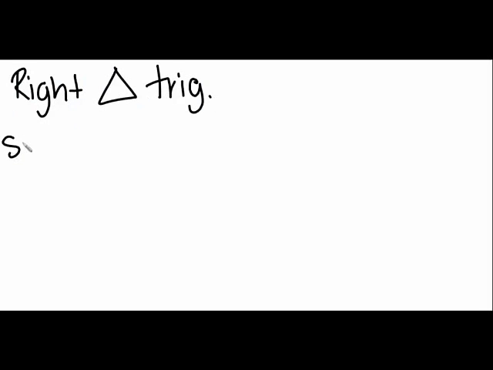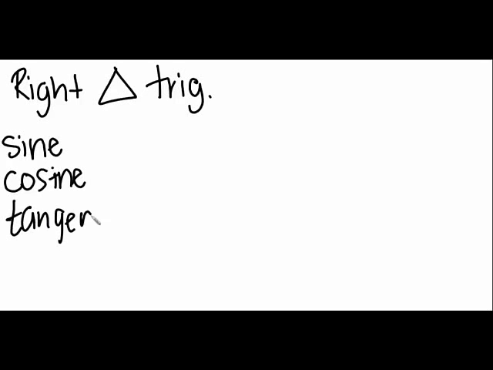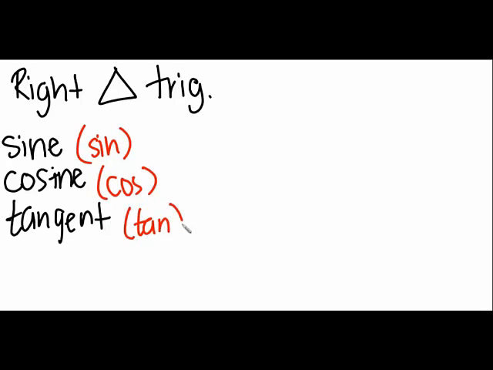So today we're going to be talking about right triangle trig. There's three trigonometric functions that we're going to focus on here in geometry, and that's sine, cosine, and tangent. You won't have to write those out each time. They do have abbreviations: sin, cos, and tan. They are pronounced sine, cosine, and tangent.